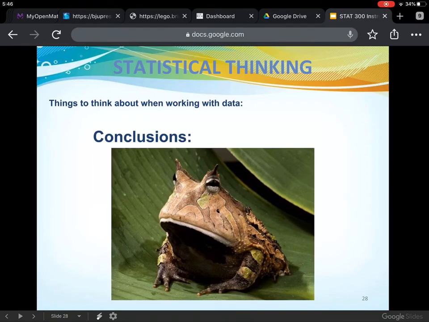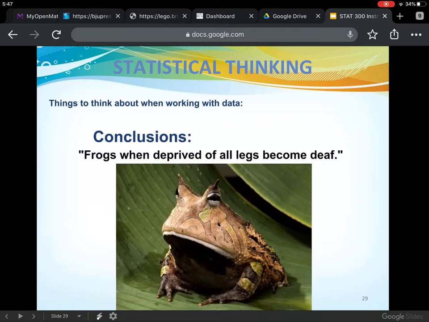He does this the third day, removes the third leg, says jump, and the frog jumps. He records the same thing. The fourth day, he removes the last leg with a scalpel and starts screaming, jump, jump, and the frog doesn't jump. And you know what conclusion he makes? Frogs, when deprived of all of their legs, become deaf. That is not the proper conclusion to come up with when you're doing this kind of research, right?